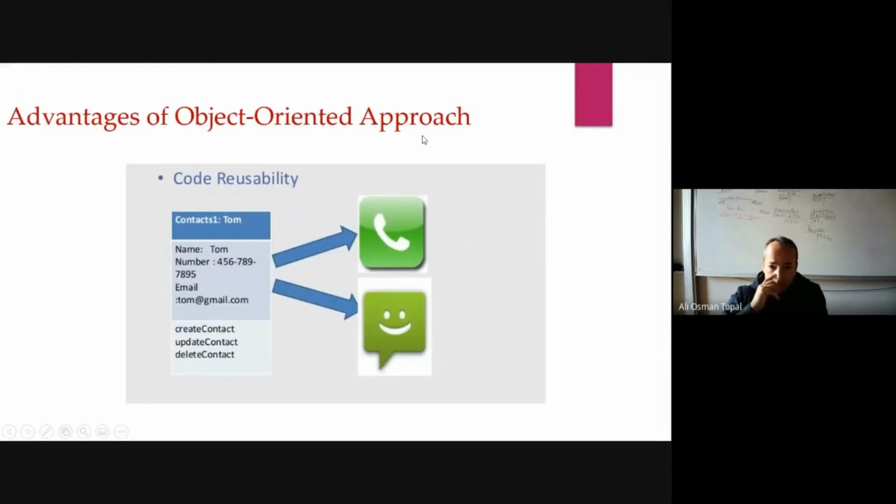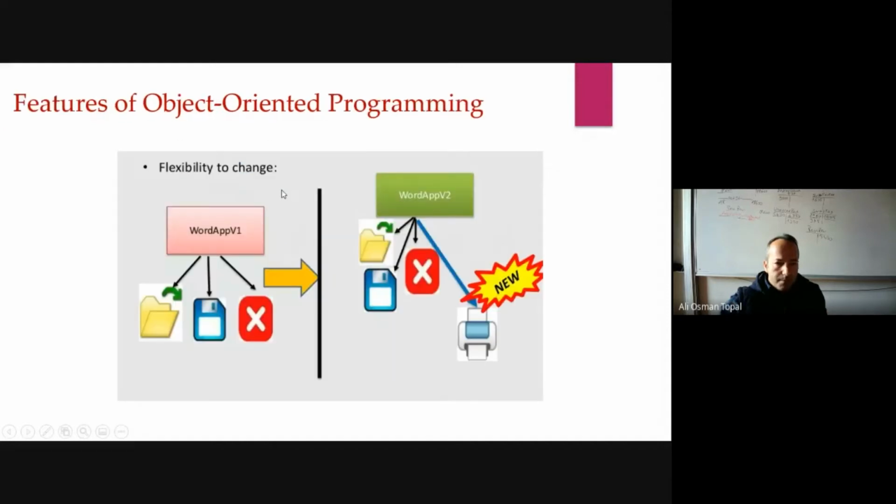Advantages of the object-oriented approach. Code reusability. You have this contact notebook, let's say. You don't need to create these contacts for each of them one by one. You just define the attributes and the functions, and then you can generate as many contacts as you wish. So you can give a name, number, email, and these are the functions for these attributes I can use. I can create contact, update contact, delete contact. So code reusability is a very important advantage of object-oriented programming.